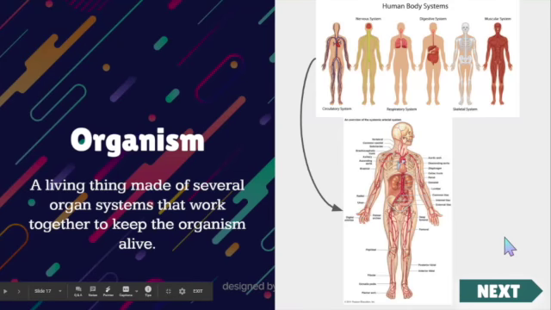All right, and the final level of organization that we're going to talk about is an organism. An organism is a living thing made of several organ systems that work together to keep the organism alive. There are lots of body systems: circulatory, nervous, respiratory, digestive, skeletal, and muscular. And all of these things help keep us alive. They all work together in different ways so that we continue to live.